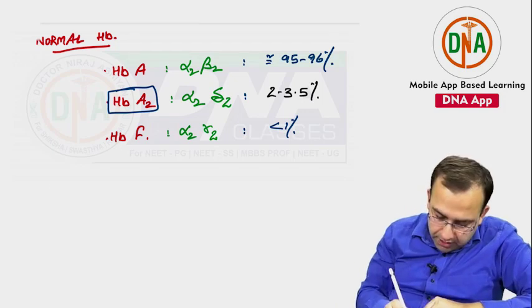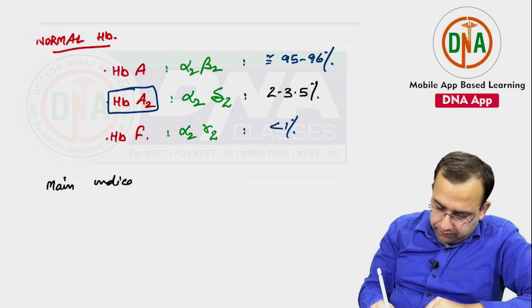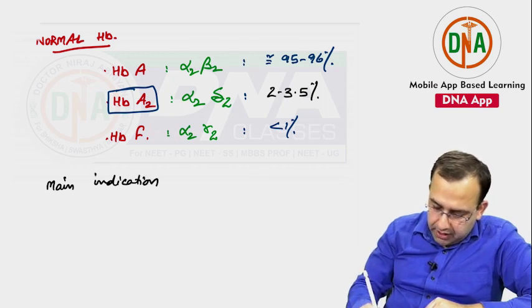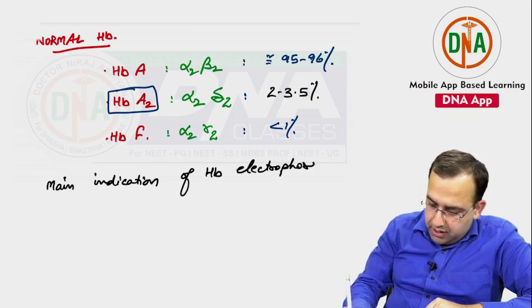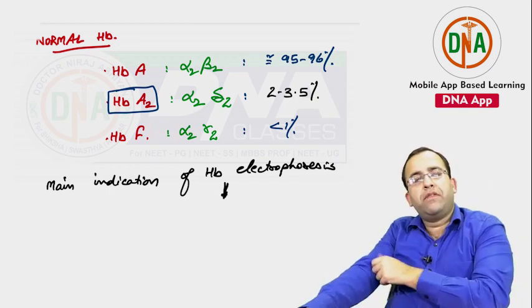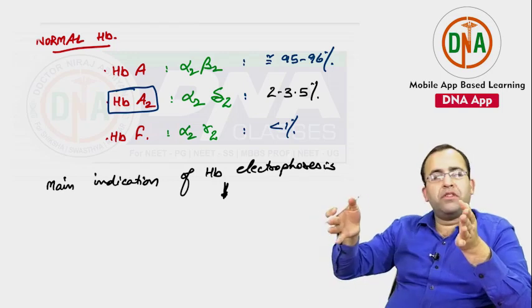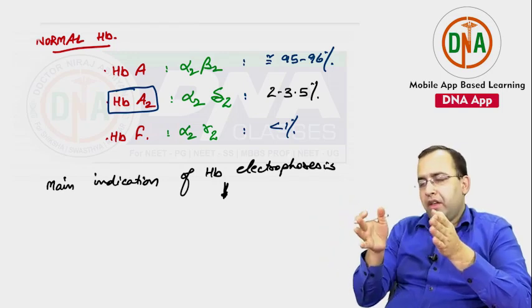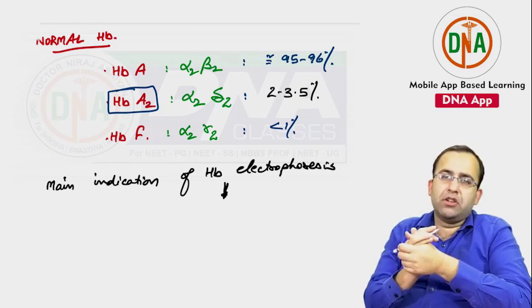What is the significance of this? Or let me rephrase this as the main indication of hemoglobin electrophoresis. As a pathologist, suppose I get 10 samples for hemoglobin electrophoresis every day. Out of those 10, 9 samples will come for the same indication. What?